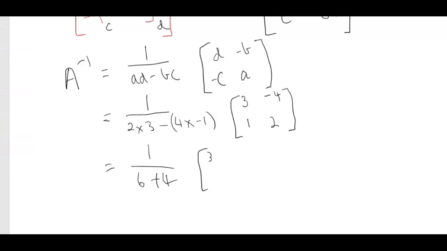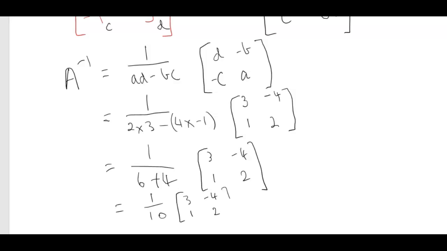So I was doing 6 plus 4. So 4 times -1, and that negative gives you 6 plus 4. I wrote 10 because in my head I was doing 6 plus 4. Okay, so we've got 1 over 10, and there's our matrix.